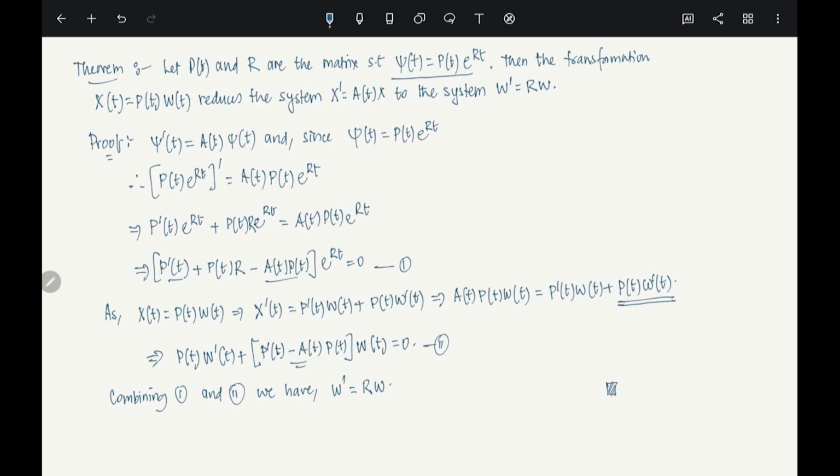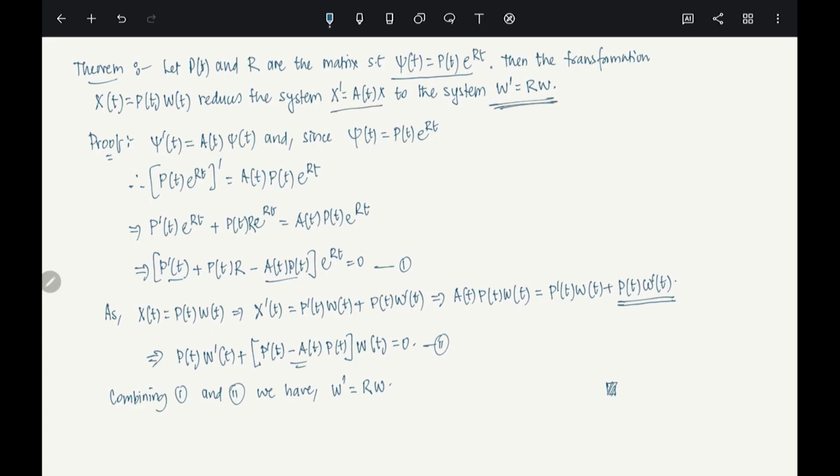So what did we show? We showed that if A is continuous and it is periodic, then the Floquet theorem says that you can break it up into a periodic matrix times the exponential matrix, and then using that you take a transformation which is x equals P times w, and you reduce the original variable coefficient equation to a constant coefficient equation.